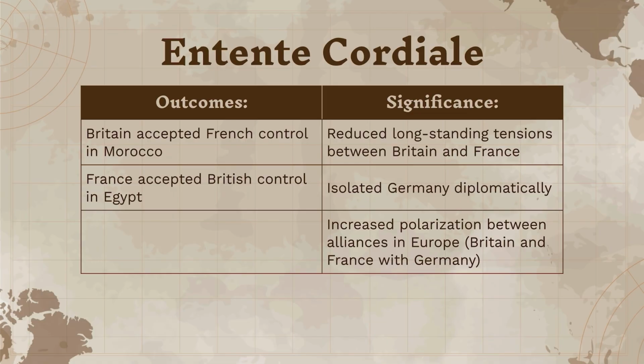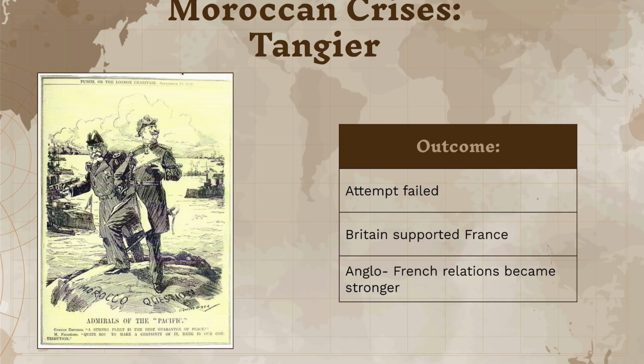And it was significant as it reduced long-standing tensions between Britain and France. It isolated Germany diplomatically as it now felt threatened and sought to disrupt the alliance between Britain and France. And it increased polarization between alliances in Europe. And this directly led to the Moroccan crisis.